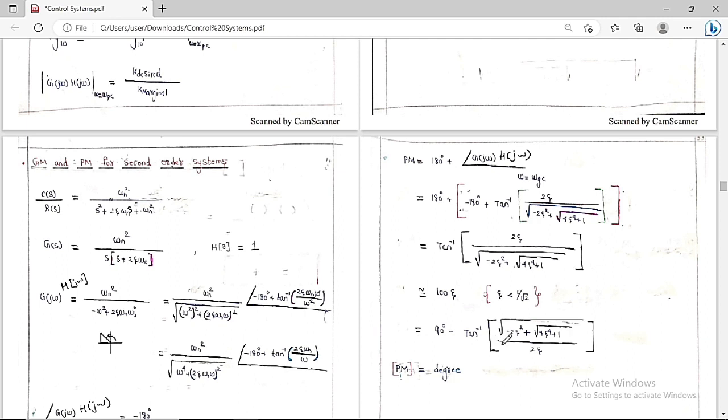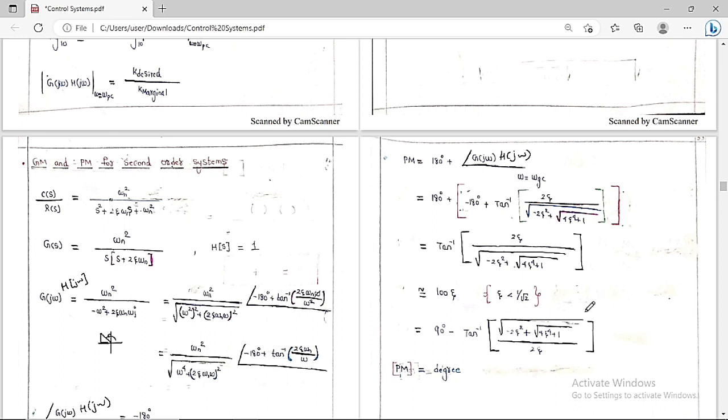90 minus tan inverse of under root of minus 2 zeta square plus under root of 4 zeta to the power of 4 plus 1, by 2 zeta. Both are correct. Either you can write in this format or in this format, and both are correct. This is an exact expression. If you want the other format, use 90 degrees minus tan inverse of the reciprocal of this one. Everything here is correct.